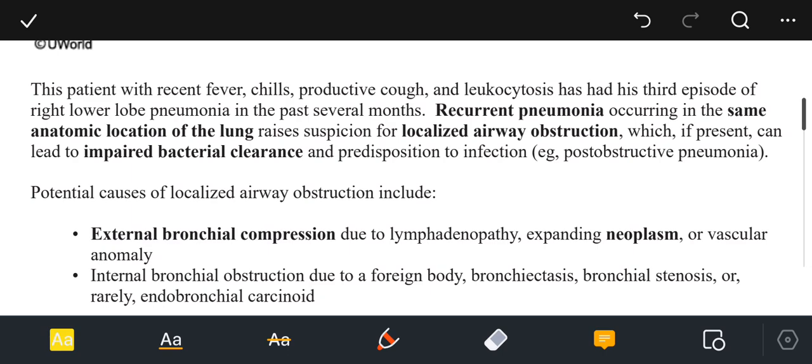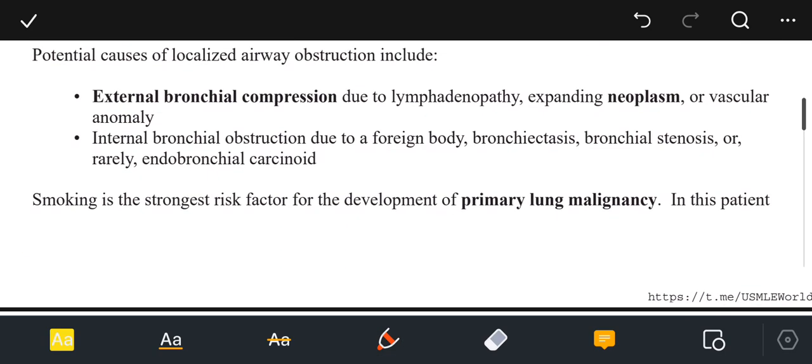The explanation is stating that the patient with the recent fever, chills, productive cough and leukocytosis has had his third episode of right lower lobe pneumonia in the past several months. Recurrent pneumonia occurring in the same anatomic location of the lung raises suspicion for localized airway obstruction, which if present can lead to impaired bacterial clearance and predisposition to infection, for example post-obstructive pneumonia. Potential causes of localized airway obstruction include number 1, external bronchial compression due to lymphadenopathy, expanding neoplasm or vascular anomaly, and internal bronchial obstruction due to foreign body, bronchiectasis, bronchostenosis, or rarely an endobronchial carcinoid.